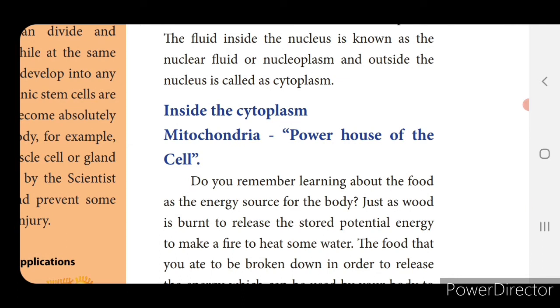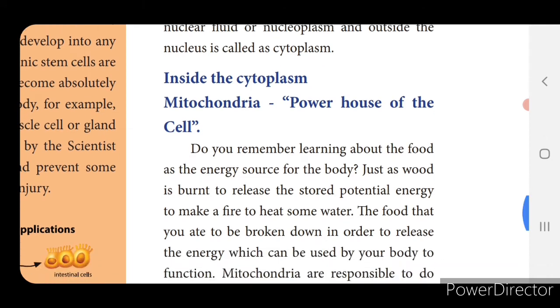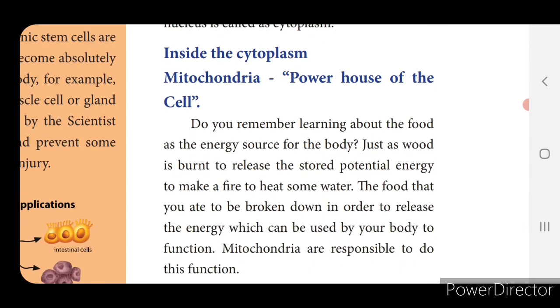So, mitochondria. The powerhouse of the cell is mitochondria. Why we are calling it like that, we'll see now. Do you remember learning about food as an energy source for the body? Yes. If you want to do some work, you need some energy. That energy will be provided by the food we are taking, isn't it children?